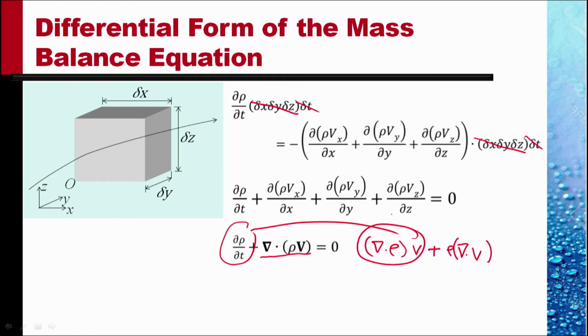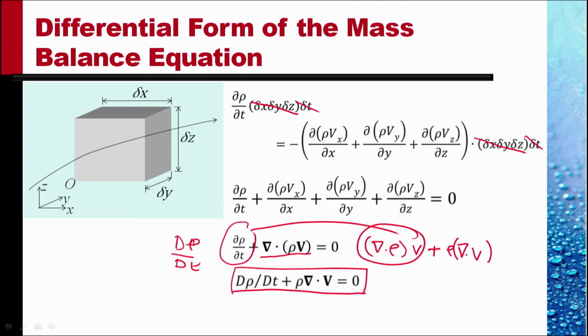what are they? This reminds us of the total derivative formula, the Euler acceleration formula that we derived in the last lecture. This is nothing but d rho by dt, the material rate of change of density. And this results in d rho by dt, the material rate of change of density, plus rho times del dot V is equal to 0. This is the differential form of the mass balance equation.